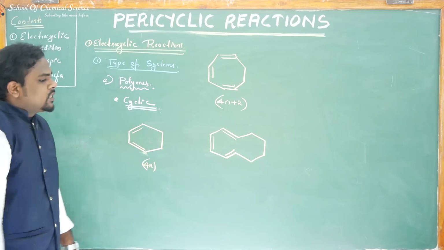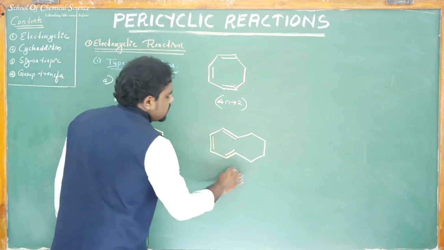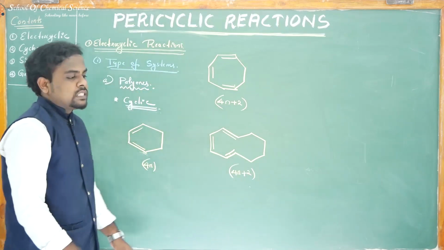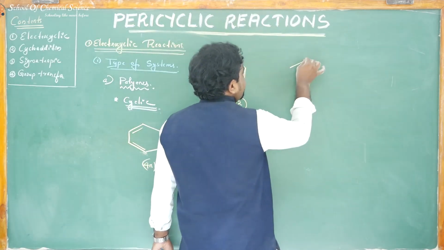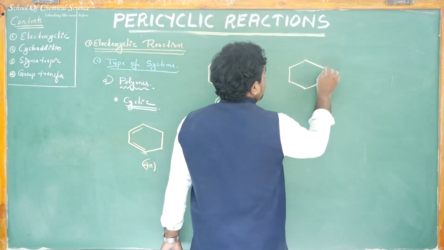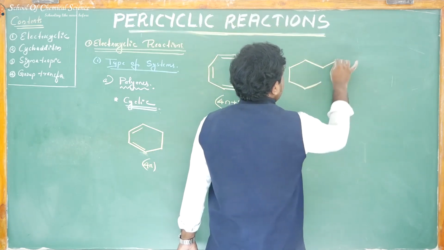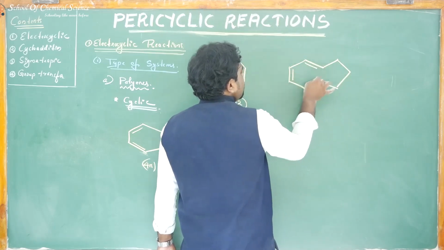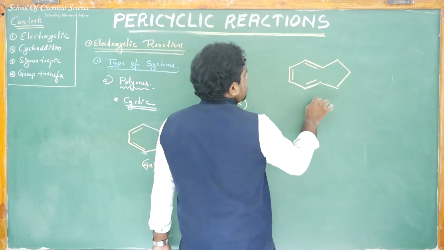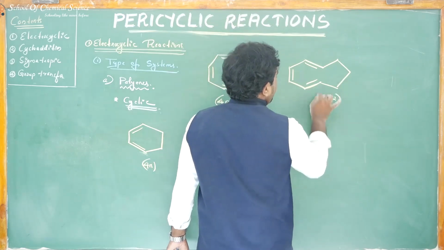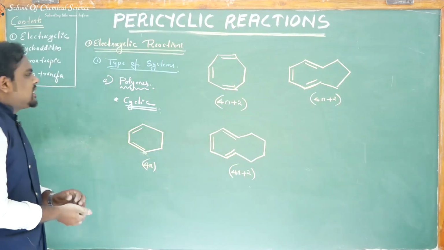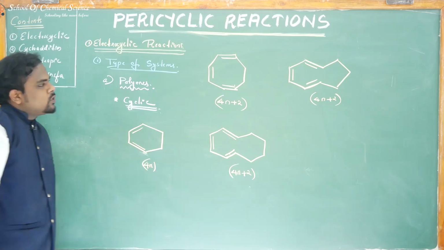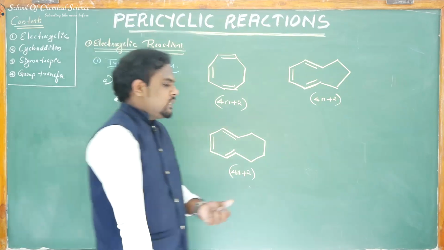How many pi electrons are present here? 2, 4, 6. So an example for a 4n plus 2 system. Another example. 2, 4, 6. This is also an example for 4n plus 2 system. So these are some cyclic polyenes which shows electrocyclic reaction.